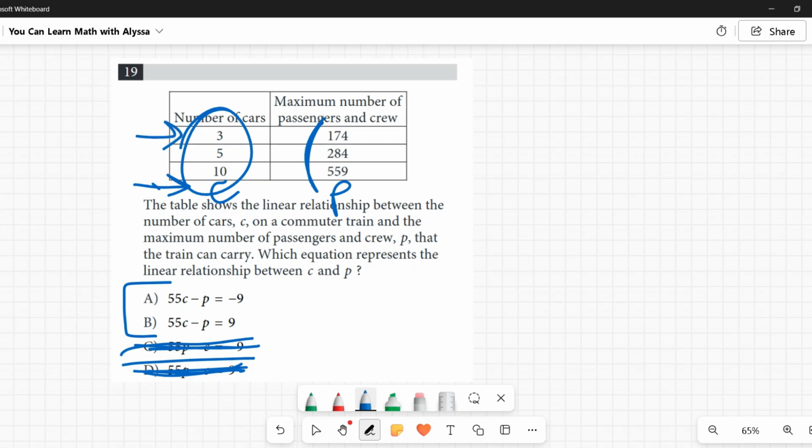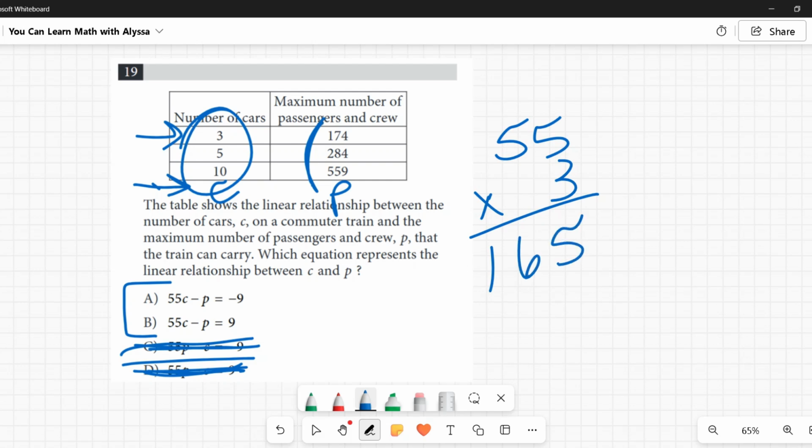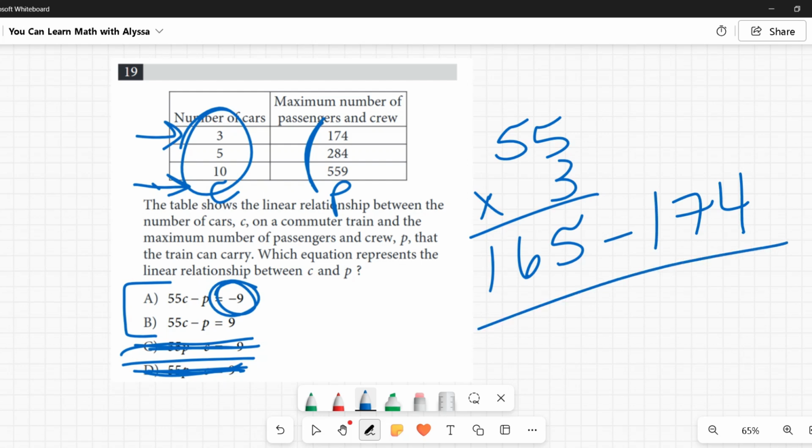I'm going to start with the first one. 55 times 3 is 165. I don't actually even have to do the math, because I know that if I'm subtracting 174, 165 is smaller than 174, so I'm going to be getting a negative answer, -9. If I wanted to double check that in my calculator or by just subtracting, either way is fine, and it is confirmed. 165 minus 174 is -9. So A is correct. A is my answer.